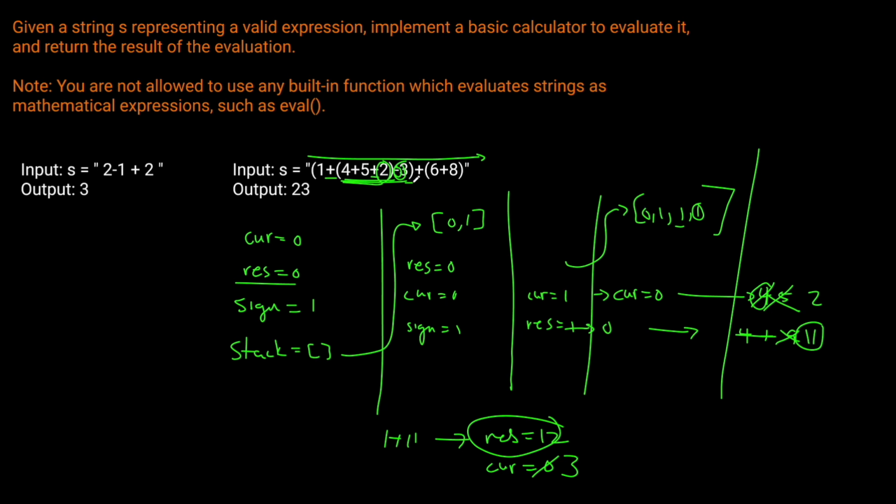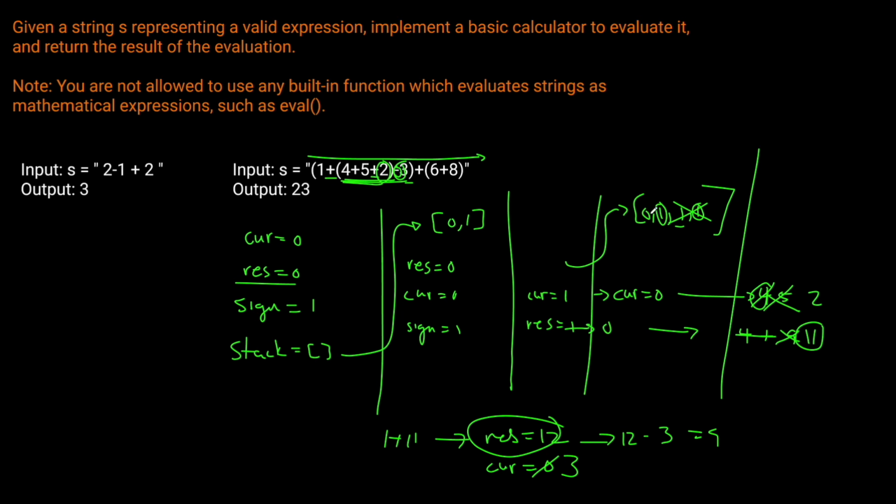Then we hit another right parenthesis, which means that we need to again pop from the stack. So this is going to be gone from the stack. So it's going to be 0 and 1. So that means that our previous sign was 1, which means that we want to keep our current value as basically 3. And then what we're going to do is we're going to add our current result. Apologies. We need to do the subtraction first. So we're going to say 12 minus 3 is going to be 9.